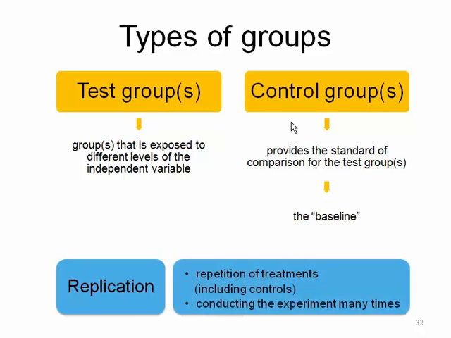It's also important to replicate this so that you don't have some unknown variable or situation that's causing an outcome that you can't otherwise describe. The replication process just means that you're going to repeat the treatments, including the controls, and typically you would repeat the experiment, conduct it many, many times as a basis for drawing a final inference.